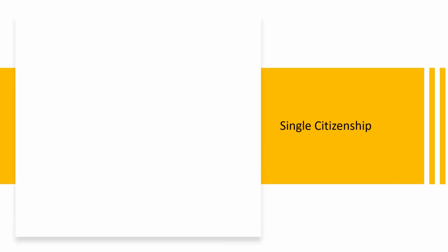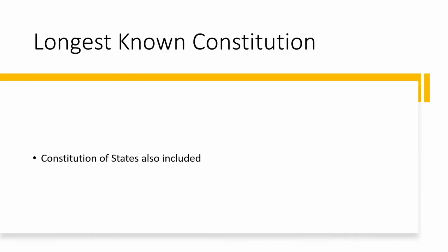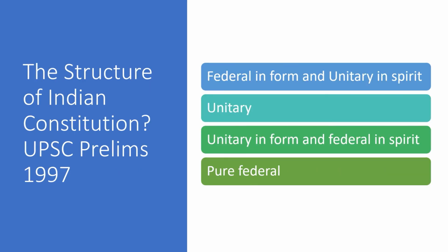Now let us move to the questions and see what the answers are. The answer for the first question, the structure of Indian Constitution: this is an often repeated question. You must know the answer. It is federal in form and unitary in spirit. It is not unitary in form and federal in spirit, or pure federal. The correct answer is it is federal in form and unitary in spirit.